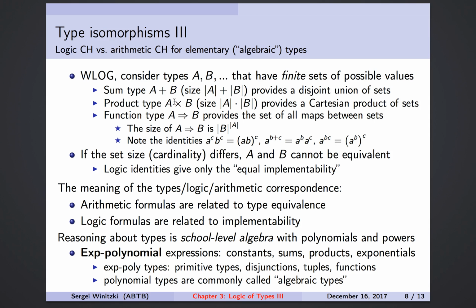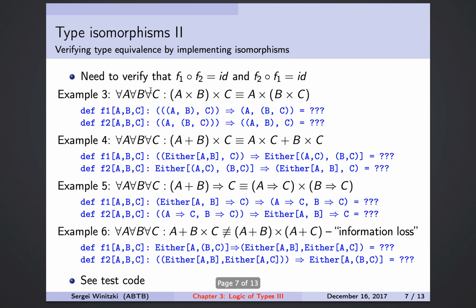So because of this, whenever the identity that we had is a valid arithmetic identity, that has a chance of being an equivalence of types. And whenever it is not a valid arithmetic identity, like this one, for example, there's no way in this case that the types are equivalent. This is a valid arithmetic identity, so the types are equivalent.